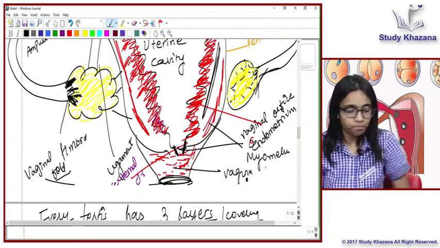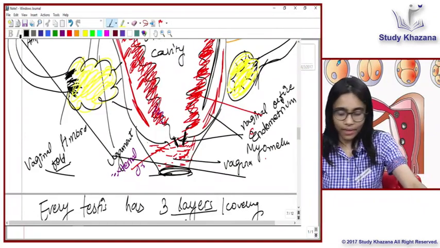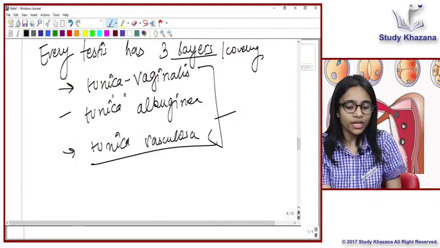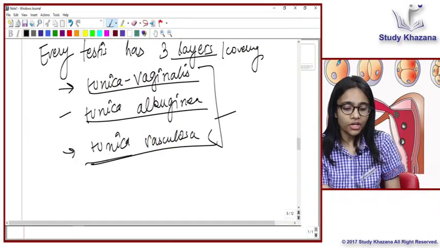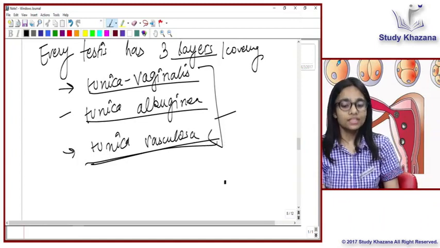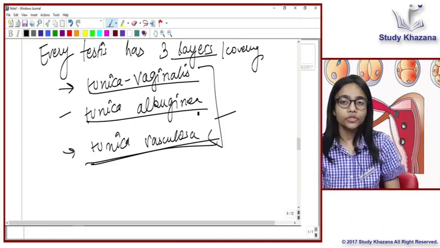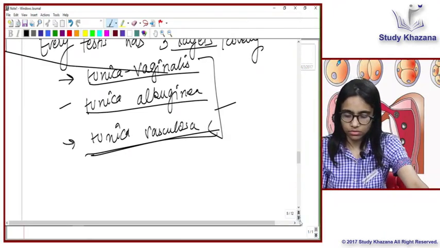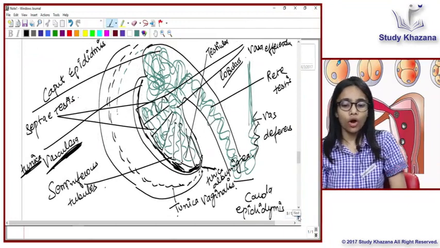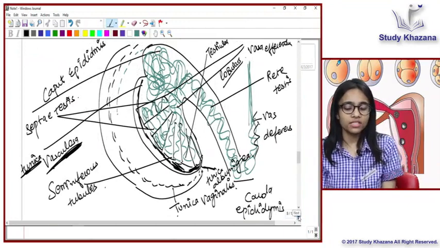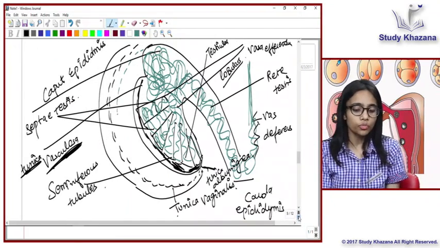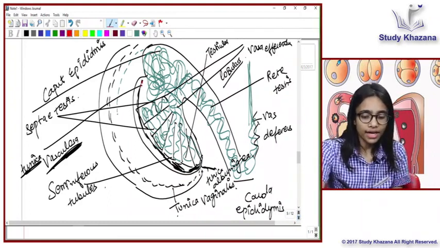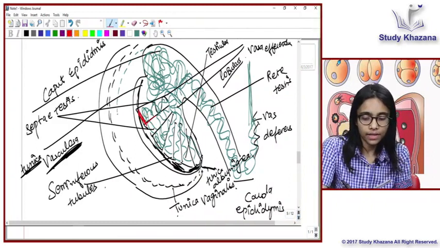Okay. After that, if we talk about the testis of males, every testis has three covering layers: tunica vaginalis, tunica albuginea, tunica vasculosa. Vasculosa is the innermost, albuginea is the middle one, and vaginalis is the outer one. Then we have the structure of the testis, present in the scrotum. Seminiferous tubules are present. This is very important. The seminiferous tubules. Look at the red markings. These.